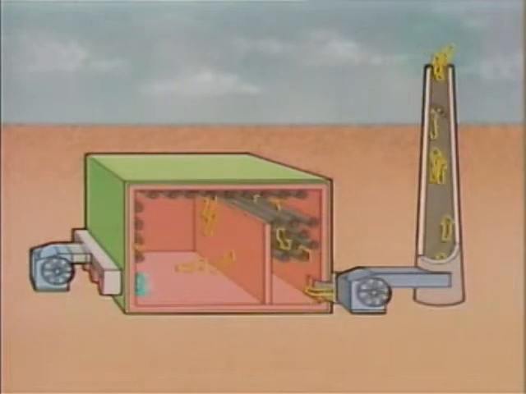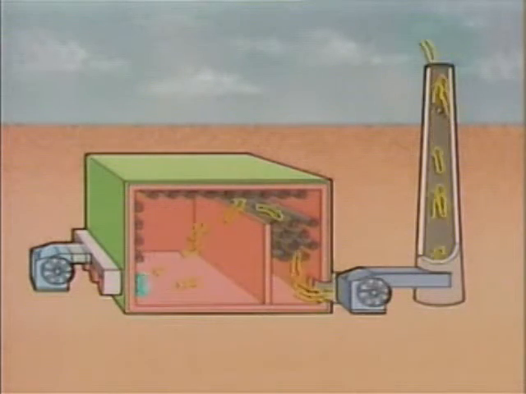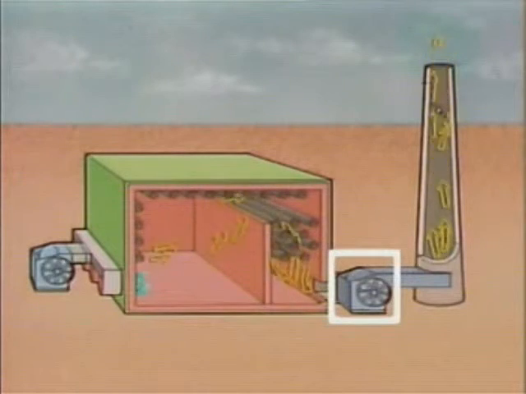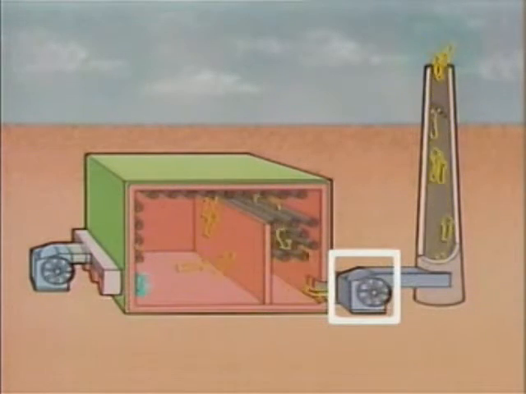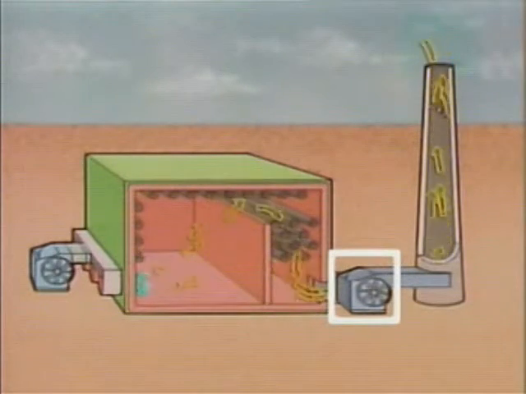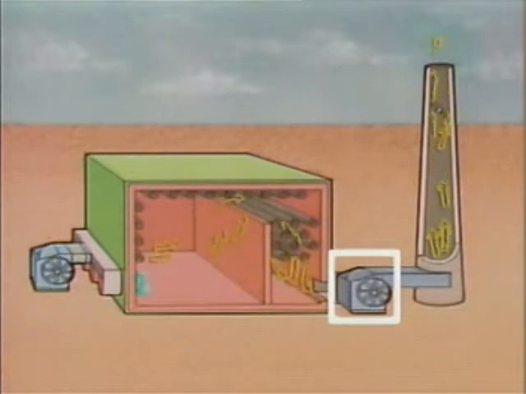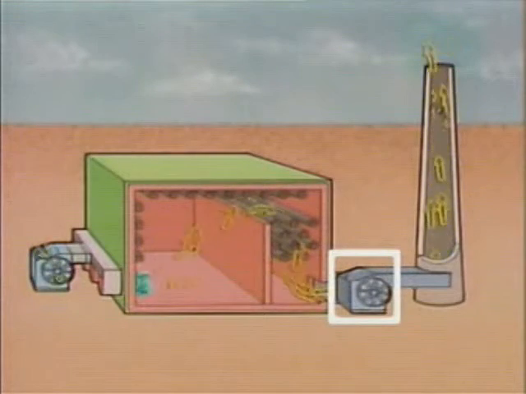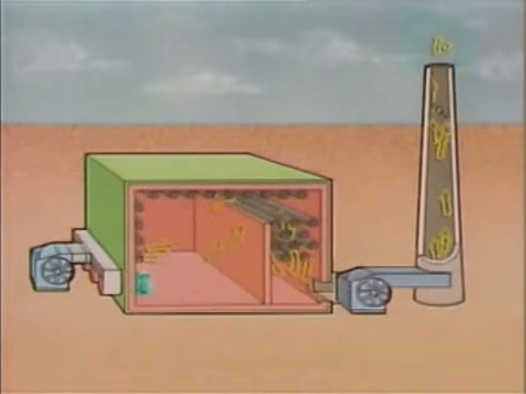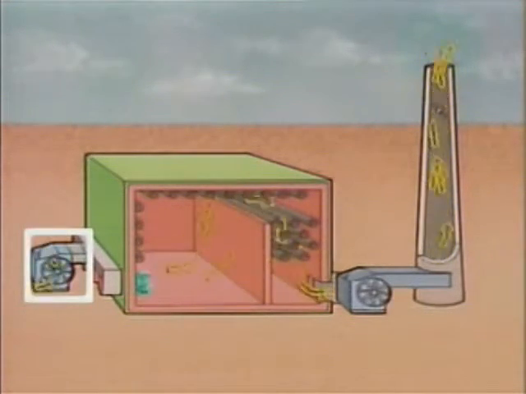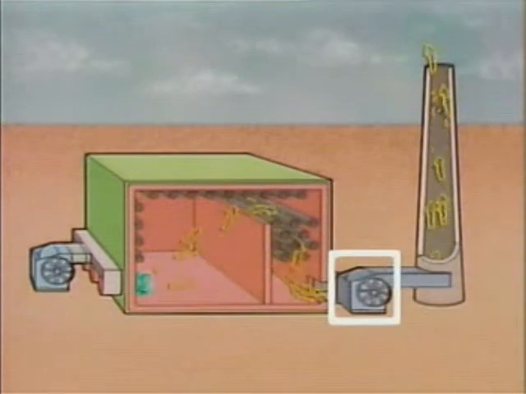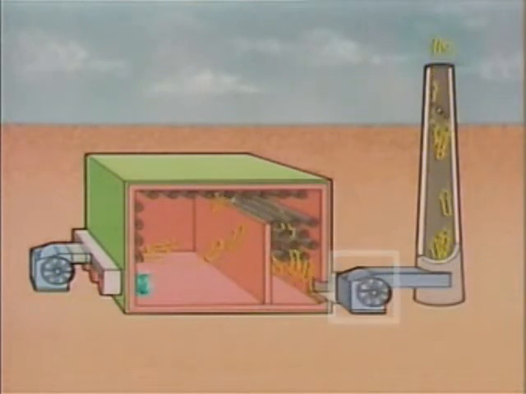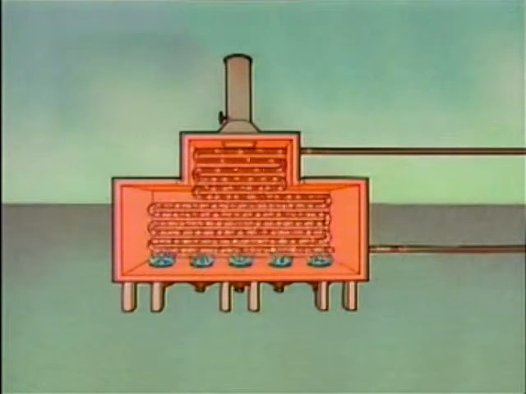A balanced draft furnace is similar to a forced draft furnace, but it has another fan in addition to the forced draft fan. The second fan is called an induced draft fan. It is located in the flow path of the combustion gases between the furnace and the stack. So, in a balanced draft furnace, one fan provides air for the burners, and the other fan removes the combustion gases. This particular furnace is floor-fired.